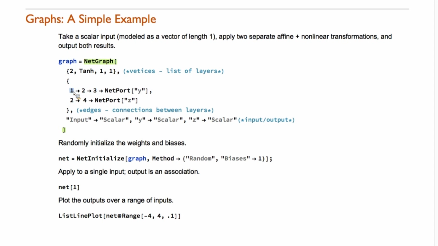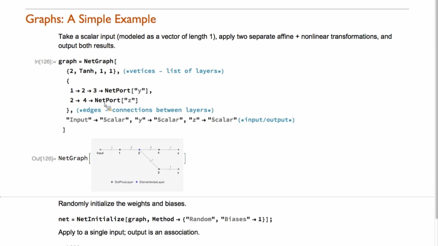So this rule basically tells me that the data comes in to the first layer. Actually, the data comes in as a scalar with this input specification, and then goes to the first layer, then the second, the third one, and then to output with a port named Y. But when the data reaches the second layer, it is also connected to the fourth and another output, the NetPort Z.